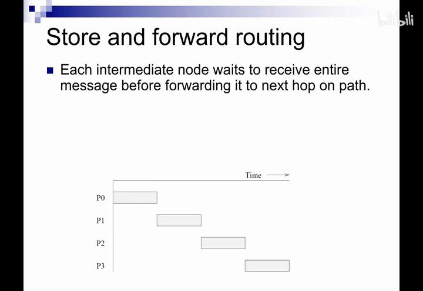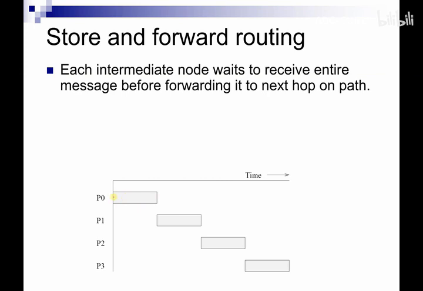If the message needs to transit through several intermediate processors, then each of these intermediate nodes, in the store and forward protocol, is going to wait to receive the entire message before forwarding it to the next hop. So if the message needs to go from P0 to P3, and it's going to go through P1 and P2, then P0 is going to send this entire message.